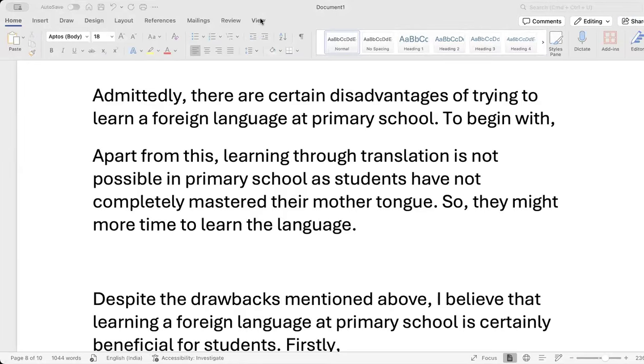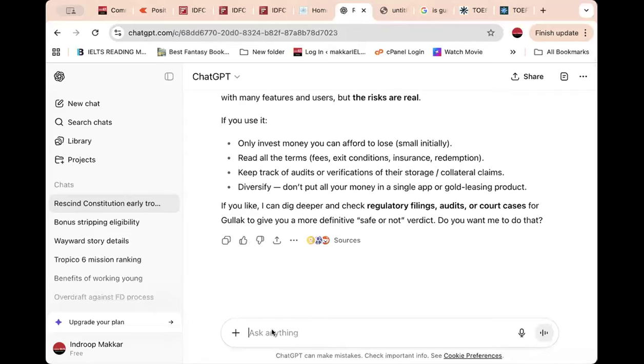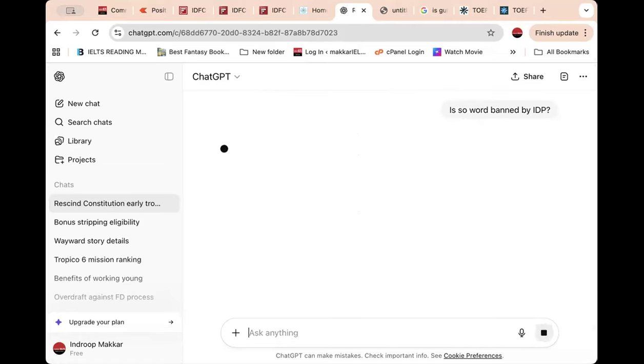See, I'll give you a simple solution. Whenever you read things, just check it. Now I'll come here. I'm just asking through ChatGPT whether a word is banned by IDP. I don't think it can be banned. It's a part of English.